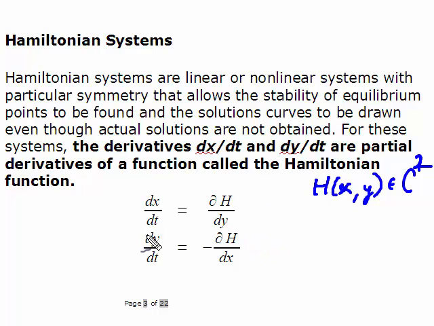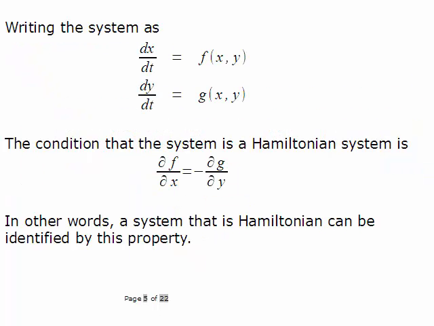Okay, the structure of the Hamiltonian system is that the derivative of x with respect to t equals the partial of the Hamiltonian with respect to y. The derivative of y with respect to t is negative the partial of the Hamiltonian with respect to x. And there's a certain test to see if the system is Hamiltonian, and here is the test. This is f, this is g. If the partial of f with respect to x equals negative the partial of g with respect to y, then the system is a Hamiltonian system.